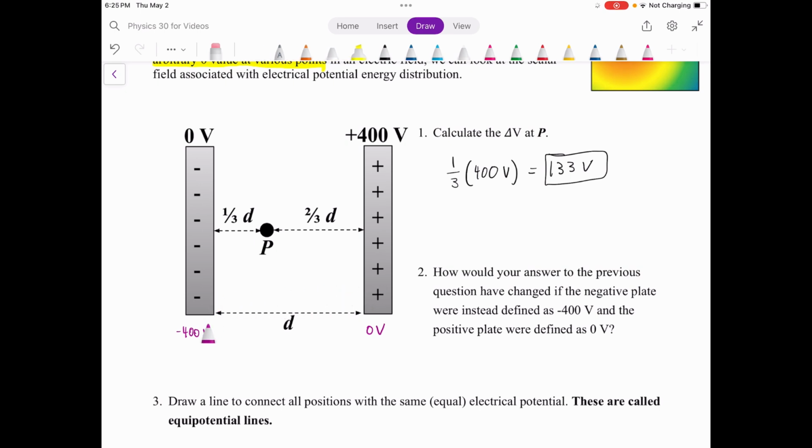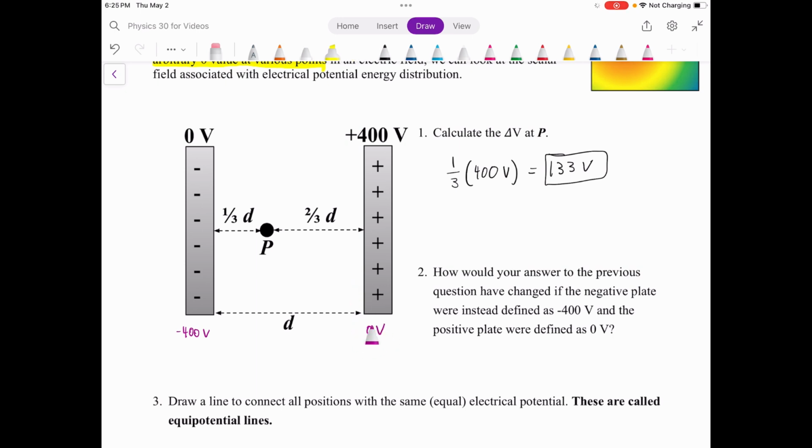It would still be an increase of 400 joules per coulomb, right? To go from negative 400 to 0 is still a change of positive 400. You're adding 400 joules of potential energy per coulomb of charge. So this just goes back to what we were talking about here, right? It is entirely arbitrary what we call 0 volts.